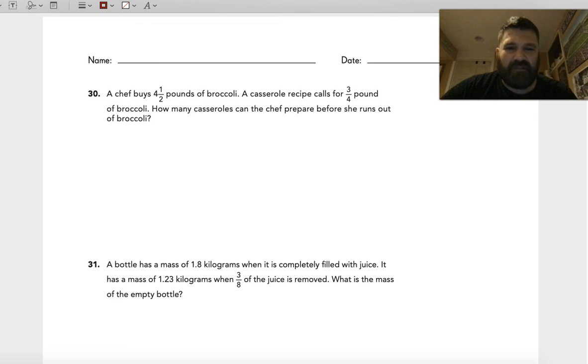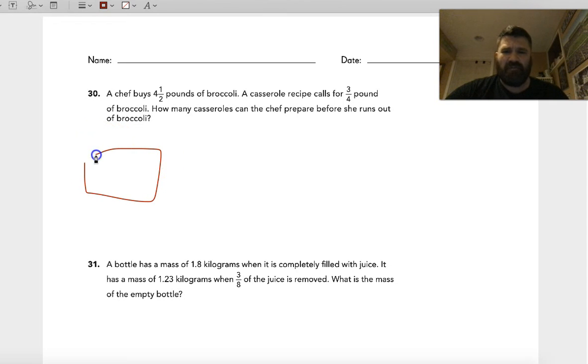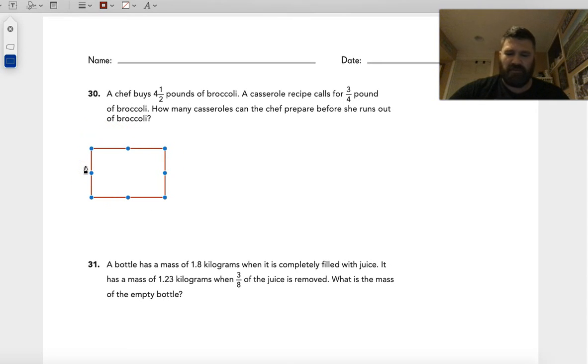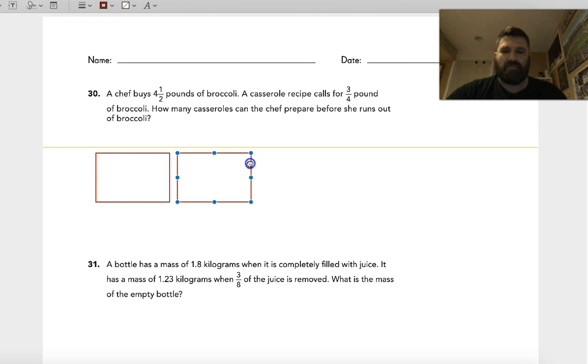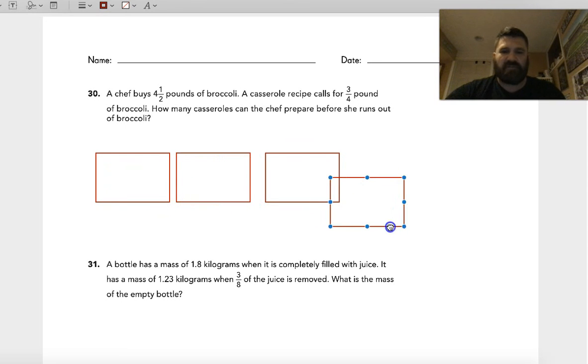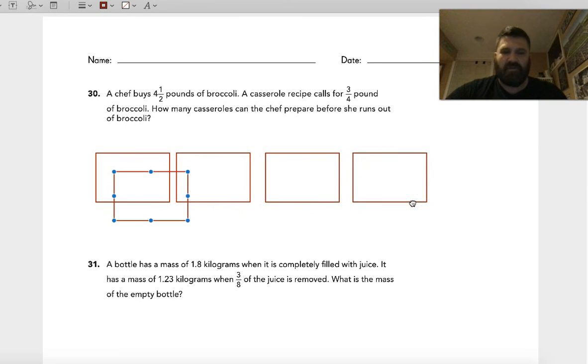And then the casserole calls for 3/4 pound of broccoli. How many casseroles can the chef prepare before she runs out of broccoli? So this can be done just by doing something as easy as this, right? Just to show you a picture, okay? Because I like really showing pictures just so that they make more sense. Because to me, pictures can really help us understand math better.